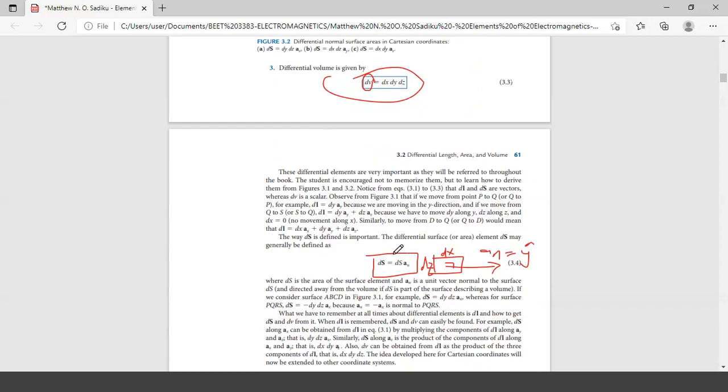In conclusion, we know that ds equals ds in the normal direction. For example, if we take the surface with dx and dz, what is the normal direction? an is the y direction. So the general equation is ds equals ds times the normal direction an.